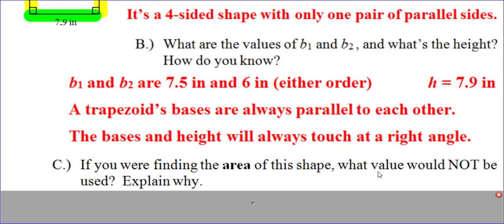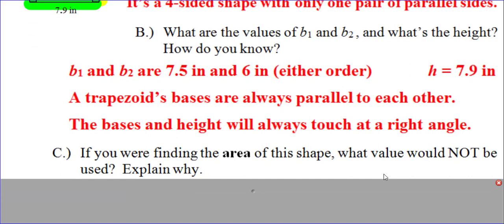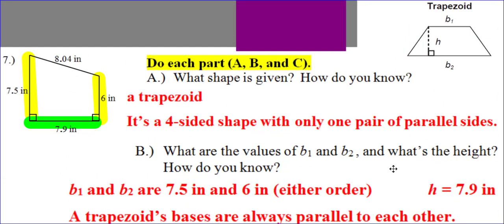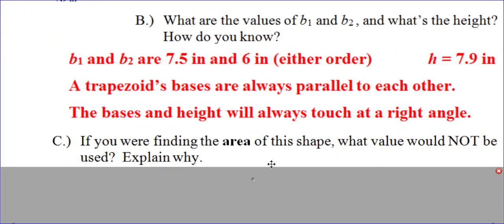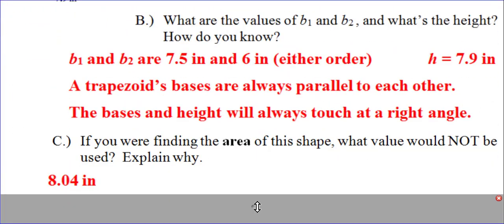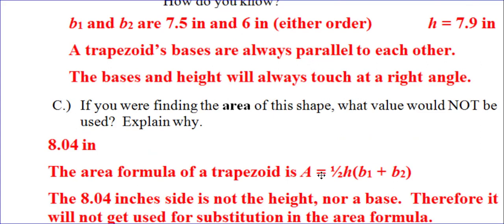If you were finding the area of the shape, what value would not be used? Okay, you got to go to your formula sheet where we have the traditional drawing of the trapezoid. If you find the formula on the formula sheet, it's 1/2 times height times B1 plus B2. That's the area formula on our formula sheet. And there's one measurement, and it's the 8.04 that would not be used.